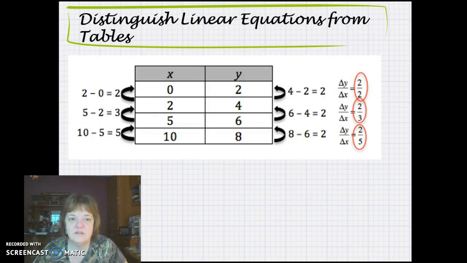So what happens if that doesn't work out? Let's take a look at this one. 10 minus 5 is 5. 5 minus 2 is 3. 2 minus 0 is 2. Over here we get 2, 2's. So the change in y is always 2, but notice the change in x is changing. So when we put them together like this, we can't simplify them. They're all simplified as far as they go. We don't get the same change in y over the change in x. This is not linear.